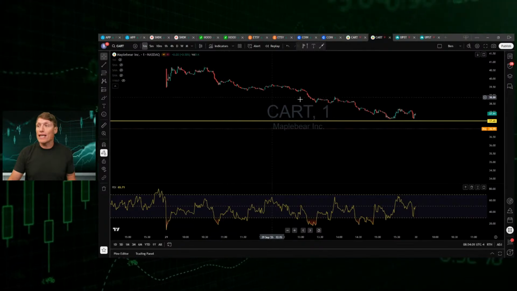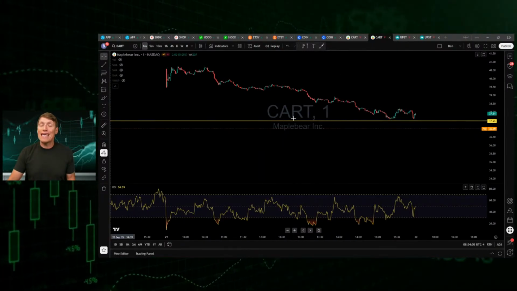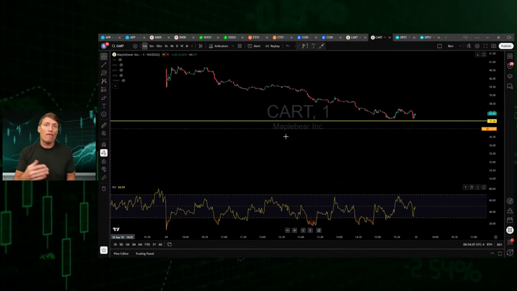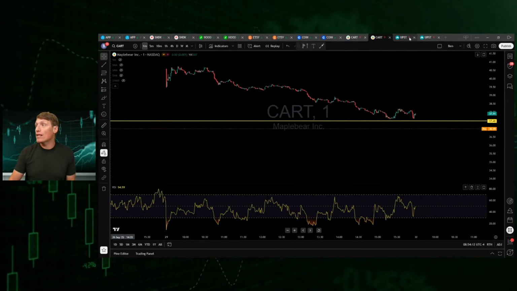So CART is one that I stayed away from today or yesterday, and it's continuing to fall. And again, around the $36 or $35 area would be, for me, a great opportunity to swing trade this.